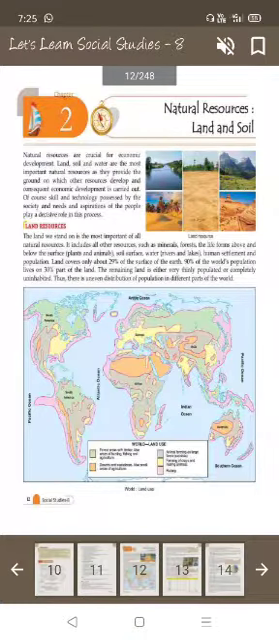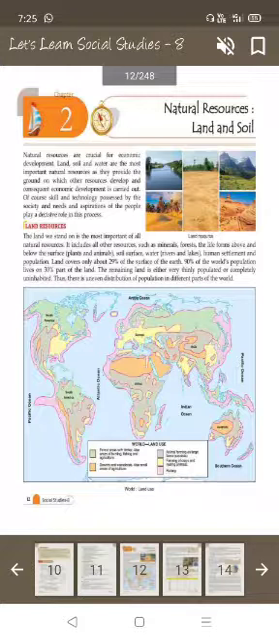Today we are going to start chapter 2 of geography, natural resources: land and soil. Natural resources are crucial for economic development. Land, soil, and water are the most important natural resources, as they provide the ground on which other resources develop and economic development is carried out.